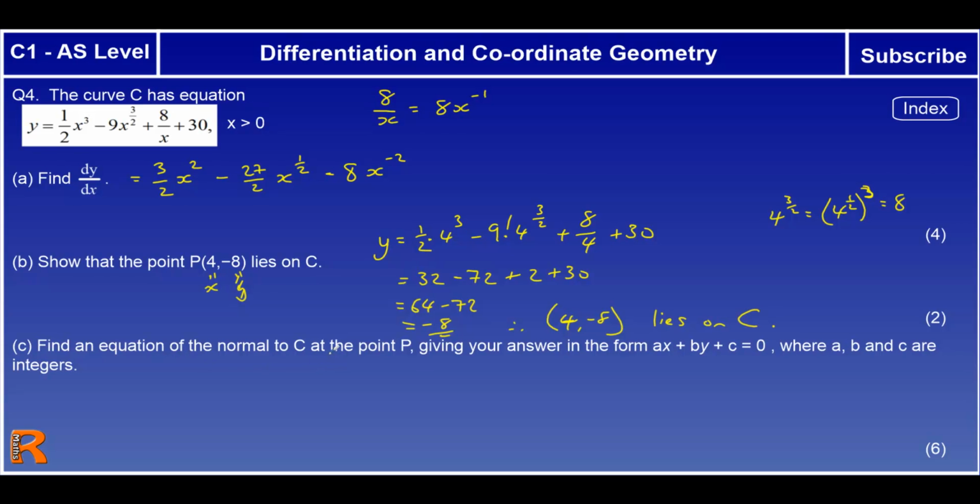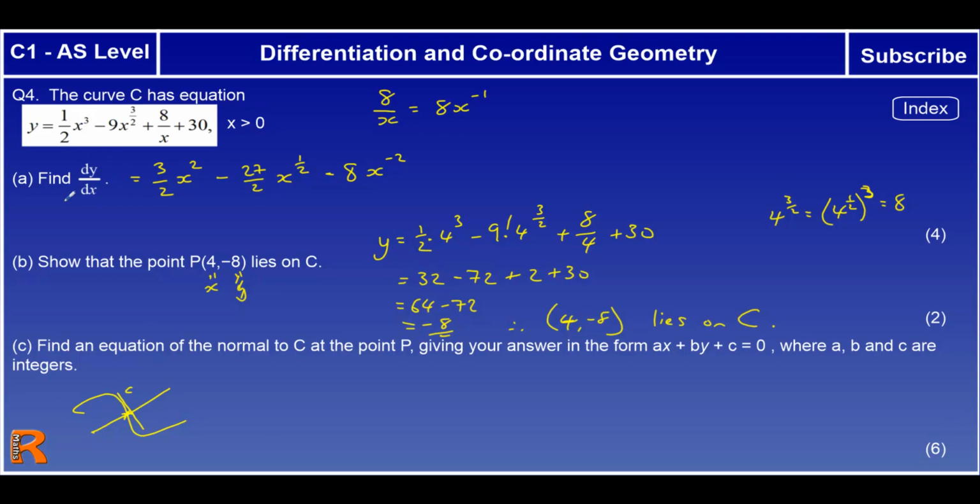Find an equation for the normal to C at the point P. Give your answer in the form ax plus by plus c equals 0. Okay, so the normal to a curve, if we've got some curve and we've got a point here, we'll call that C, then the normal is the line that's at right angles to the tangent. The tangent is at right angles to the curve, the normal is at right angles to the tangent. So what we need to do is work out the tangent to the curve at that point.